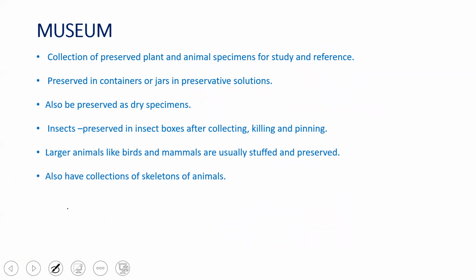The fourth method can be the stuffed specimens. These specimens may be larger animals, which can be birds or mammals. Generally, the flesh of these specimens will be removed, and then the exoskeleton, the outer covering, it may be the wings or the feathers in case of birds, or with regard to mammals like rabbits and others, the fur can be retained, and the stuffing can be done.